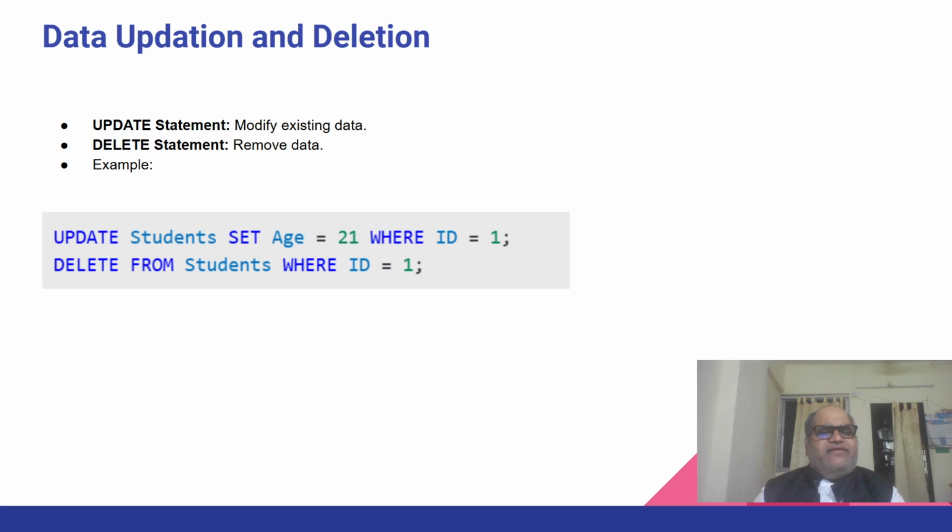Let us look at some of the data updation and deletion related commands. Data updation and deletion are essential for maintaining accurate records. So post creating individual records, you can use update to modify the existing rows, while delete helps you remove them entirely.